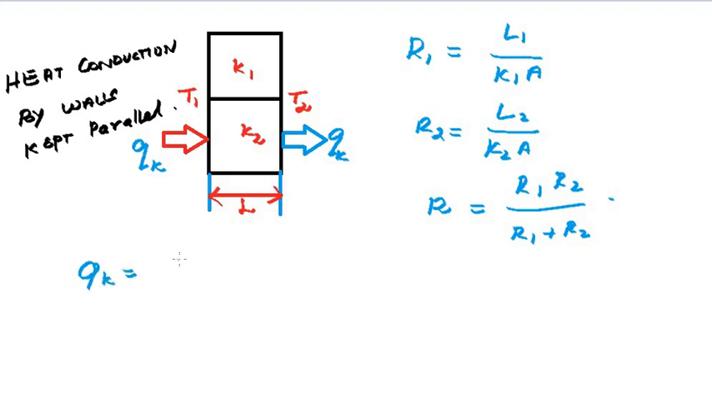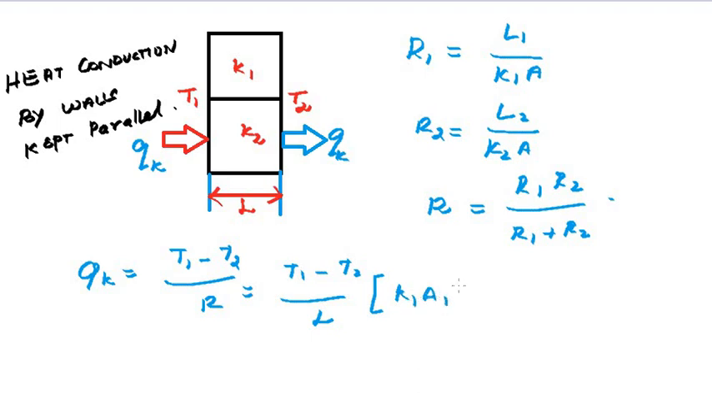Qk is equal to (T1 minus T2) divided by R, which is equal to (T1 minus T2) divided by L into (K1A1 plus K2A2). So this is the corresponding rate of heat conduction by walls which are kept in parallel to each other.